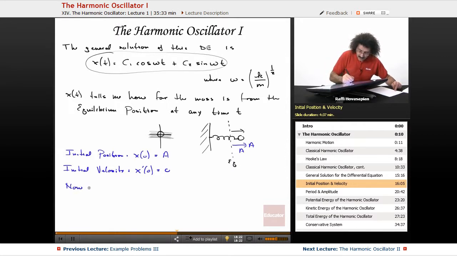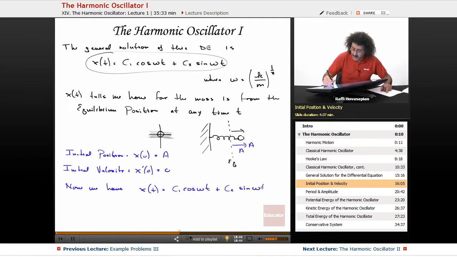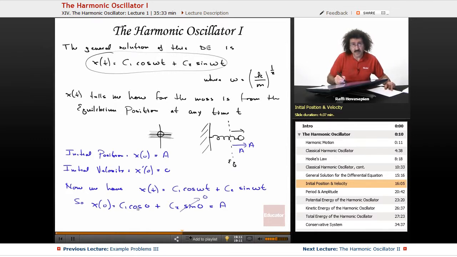Now we have our equation, which is x of t equals c1 times cosine of omega t plus c2 times the sine of omega t. So x of 0 is equal to c1 times the cosine of 0, when I put 0 in for t here and here, plus c2 times the sine of 0, and we know that x of 0 is equal to a. Well, the sine of 0 is 0, so that term goes to 0. Cosine of 0 is 1, therefore c1 is equal to a. So we found that coefficient.